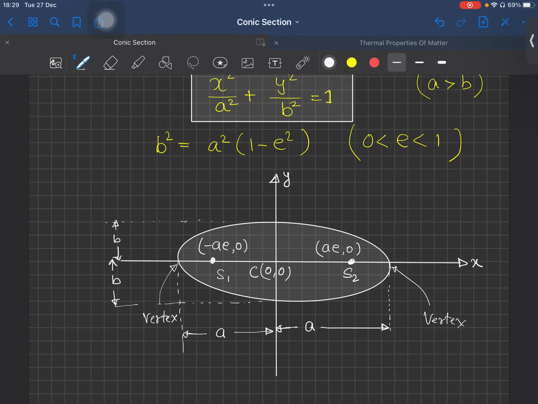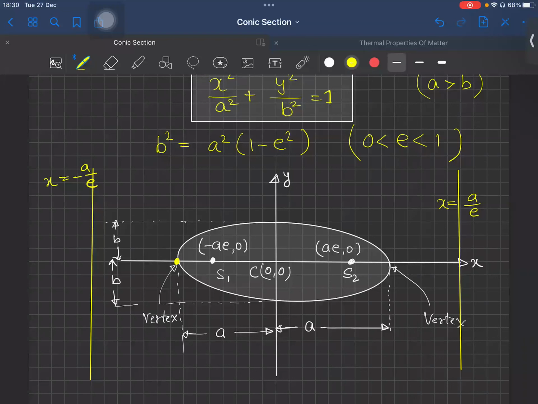All right. So directrix, let's draw the directrix. The directrix will be here, somewhere around, let's say. So this is the first directrix. This is another directrix. So there will be two directrices, and the equation of this directrix is x is equal to A upon E. This is x is equal to minus A upon E. Okay, directrix. Got it?